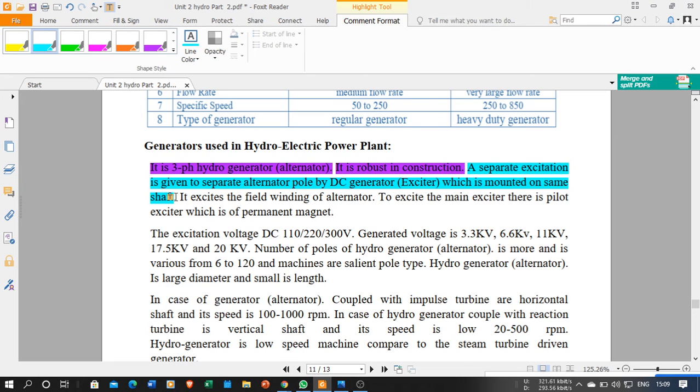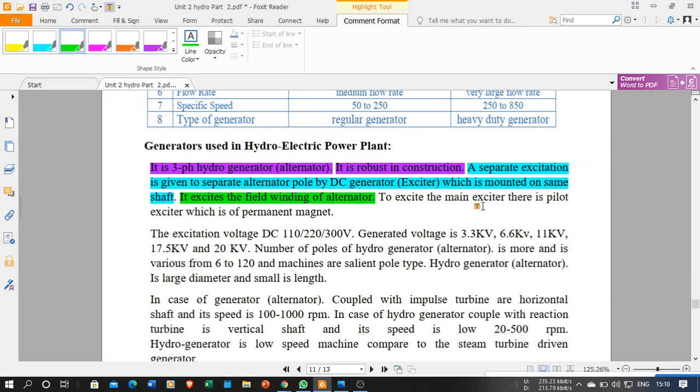Now a separate exciter is given to the alternator pole by a DC generator exciter, which is mounted on the same shaft. Basically, in hydroelectric power plants we have the alternator, and for the alternator to produce the magnetic field, I need a DC exciter. It excites the field winding of the generator so that it produces the magnetic field.